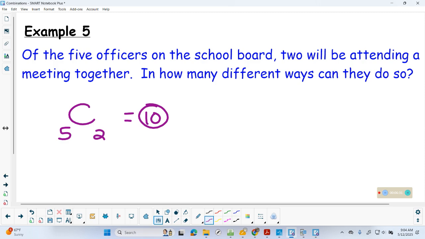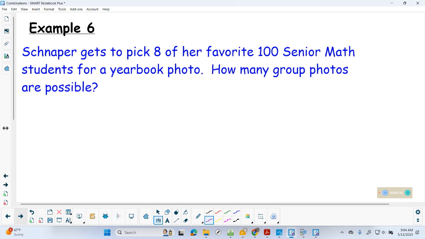I can't believe we're almost done with the notes. Here we go. Okay, Schnapper gets to pick 8 of her favorite 100 senior math kids for a senior yearbook photo. How many groups are possible? Now the order doesn't matter that you arrange the kids. There's 100 and she's picking 8. This is going to give you a fun answer in your calculator.